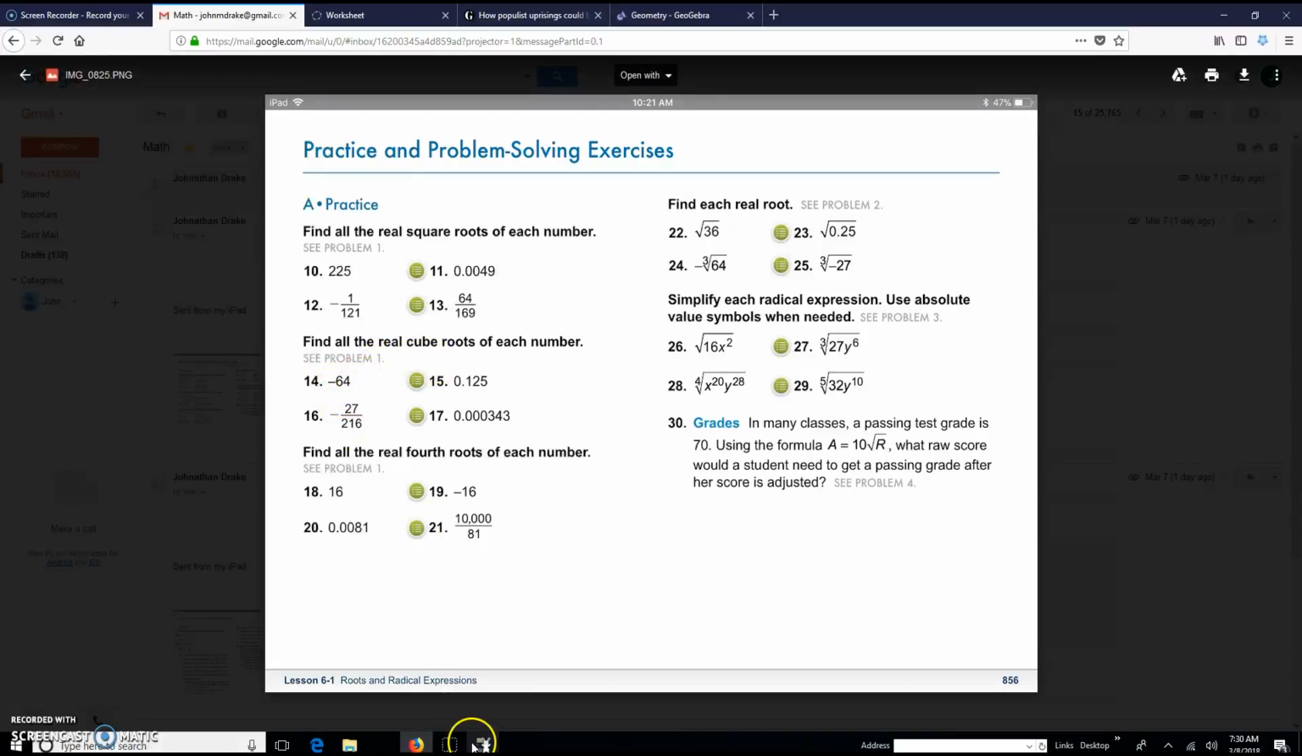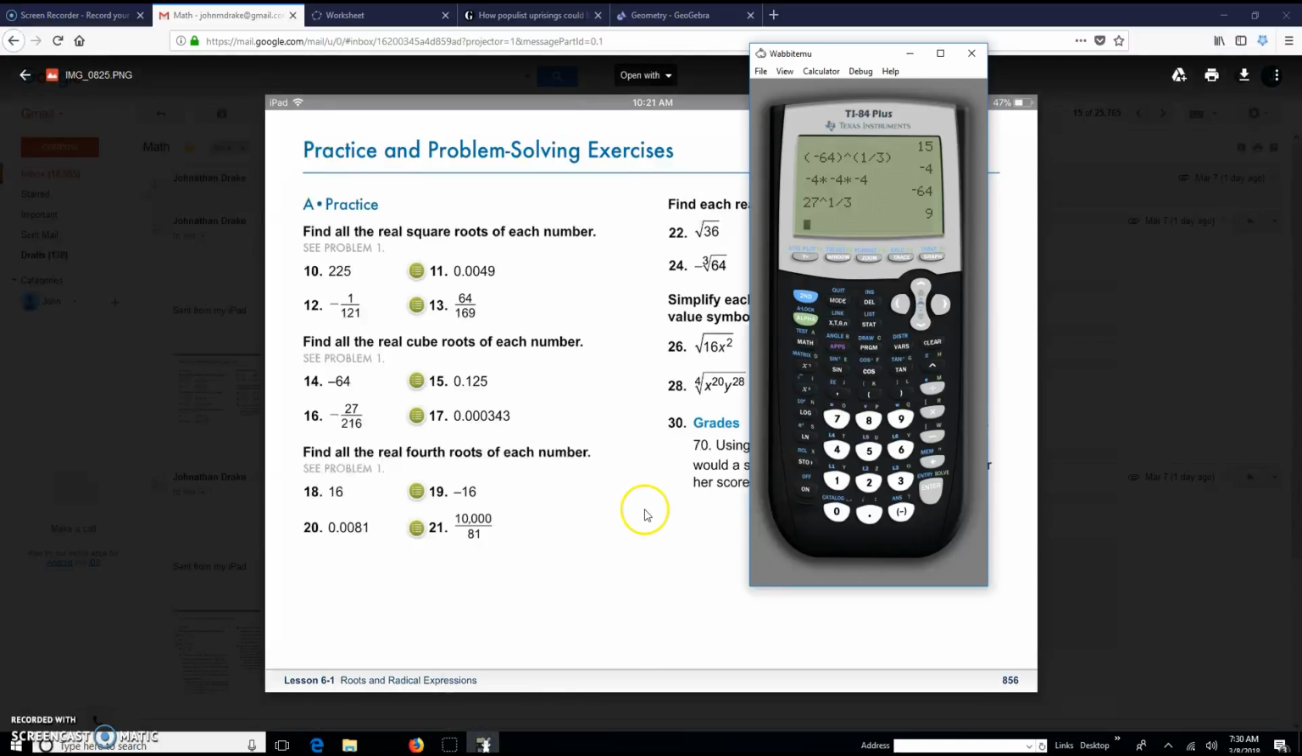Okay. Cube root, we have 14 equals negative 64. Okay, cube root of negative 64. So on your calculator, open parentheses and just put in negative 64, close parentheses, and then you do the up arrow, and then open parentheses again, 1 divided by 3, close parentheses, enter, and it's negative 4. Okay, because raising something to the 1/3 power is the same thing as taking the cube root of it.